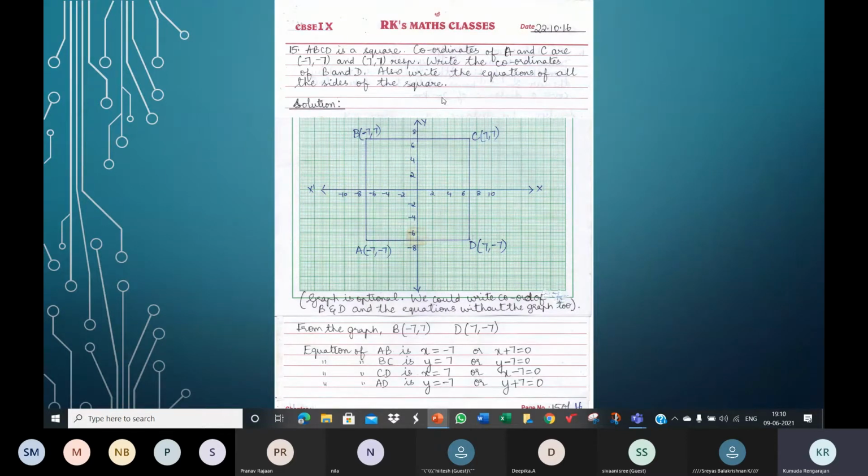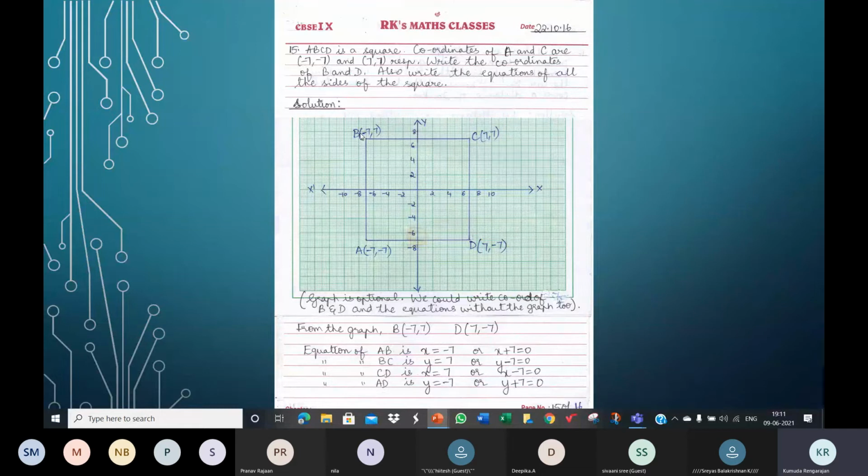So all that I'm trying to say is there's no mention of graph here, so it's not mandatory that you should do it on a graph paper. You can do a rough working and find the coordinates of B and D. And having found the coordinates of B and D, we need to write the equations of all the sides of the square. So let's start with AB. How can we describe the line segment AB?